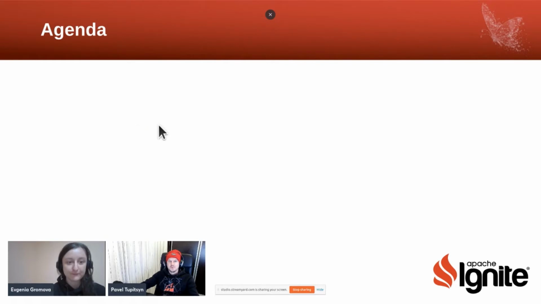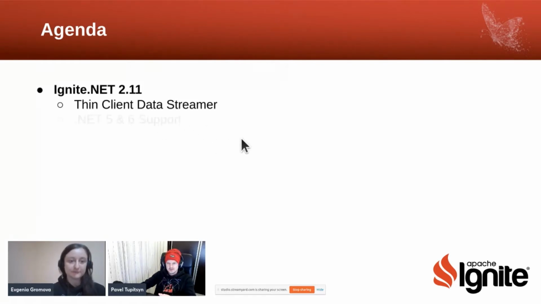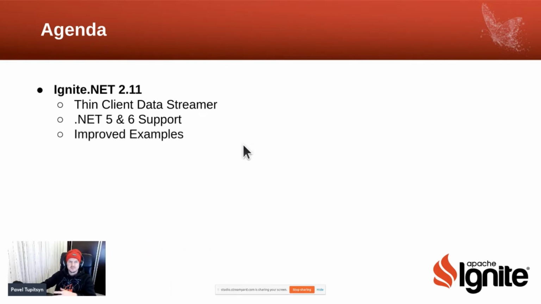So let's start with 2.11, where we now have a thin client data streamer, improved examples, and full support for .NET 5 and 6. And then after Valentin introduces Ignite 3.0 Alpha 3, I will talk about thin clients there. So let's move on to 2.11.